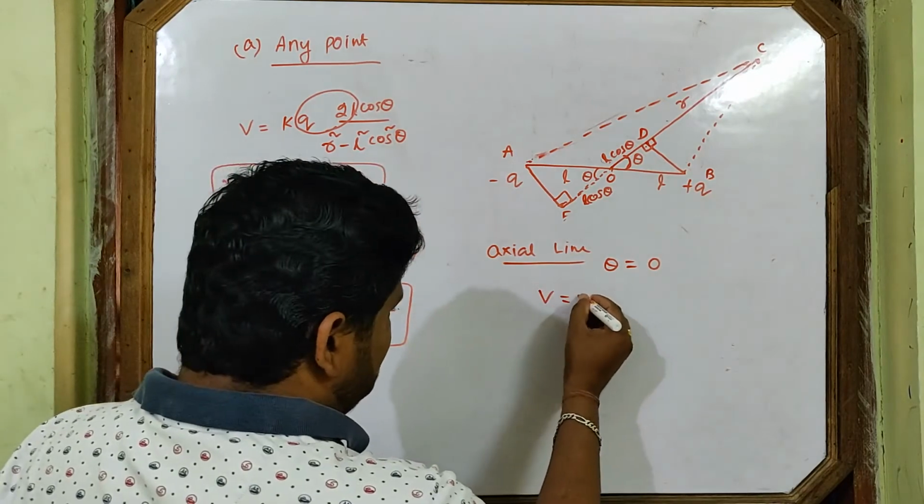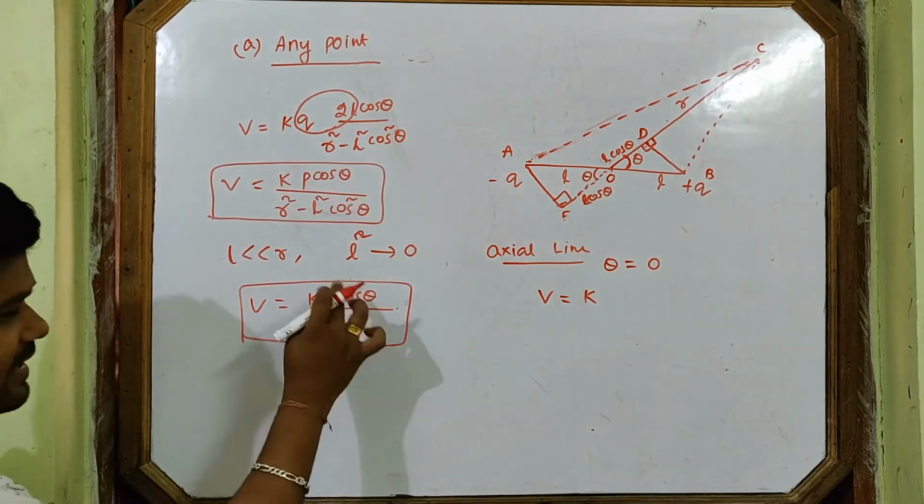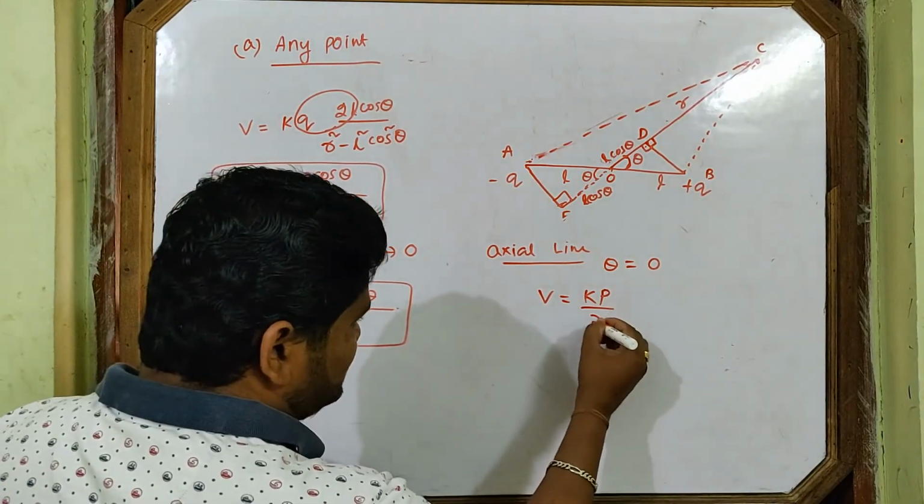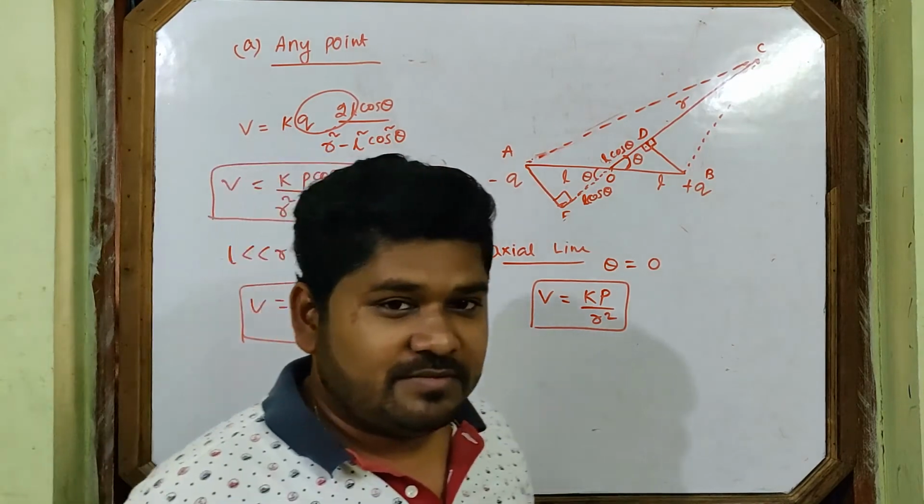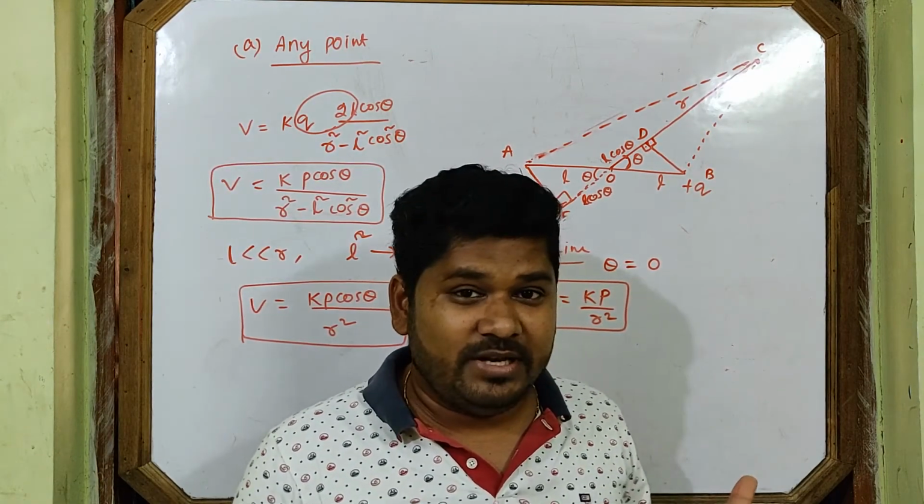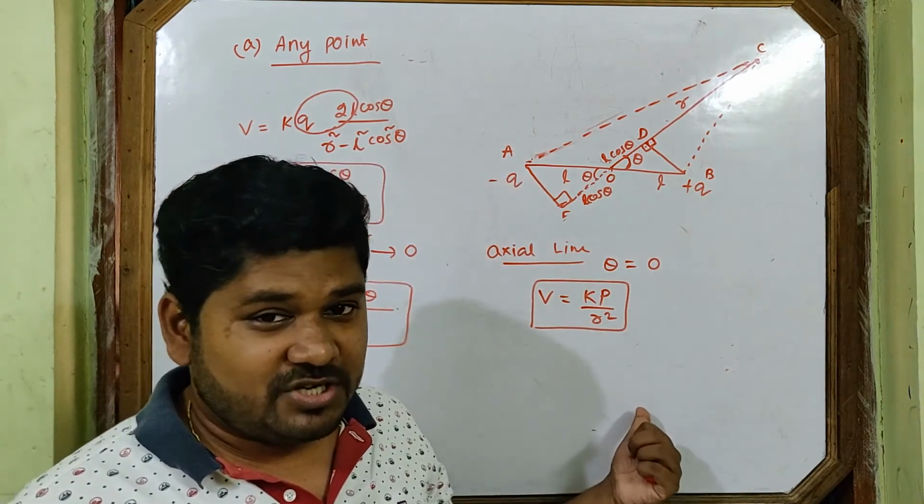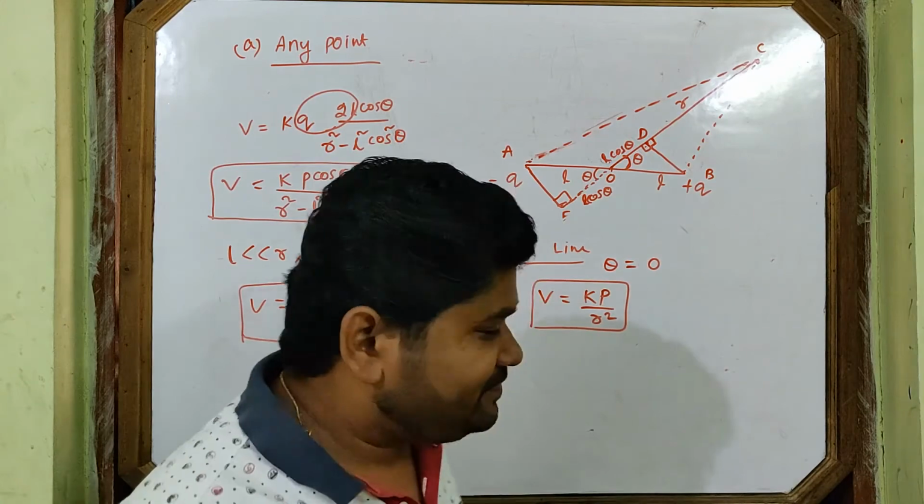If theta is 0, V is how much? K, here you put 0. Kp by r square. Understood? You see, when we did it for the axial line only, we got the same expression or not? Yes, the expression is the same. We get the same expression.